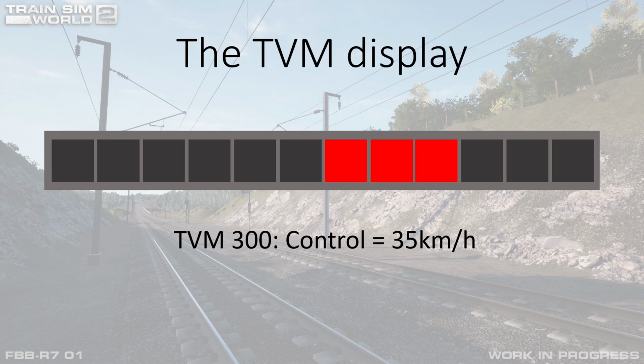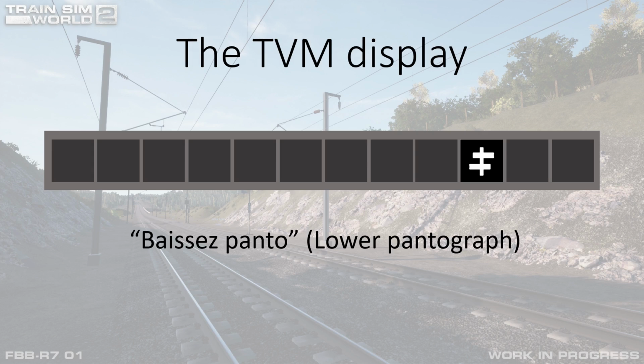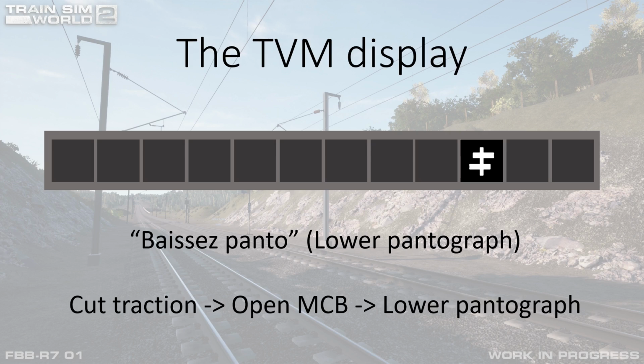The TVM 300 will control your speed at 35 km per hour, as your theoretical speed is no more than 30 km per hour. Next aspect is this one, at cell number 10. If you remember the part 2 of this series of guides, then you would recall that this calls for baisser panto, or lower pantograph. In the TVM display, this indicates that you are going to enter a zone at which the current changes. So you need to operate this procedure.